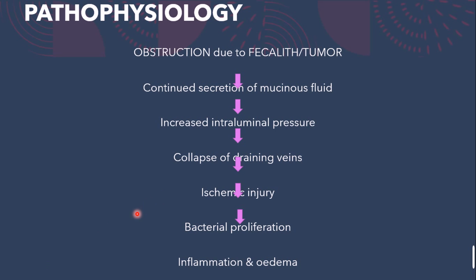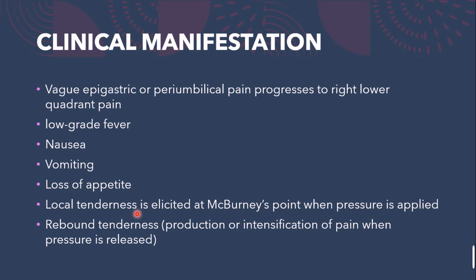So the signs and symptoms say that there will be a vague kind of epigastric or periumbilical pain which will progress to your right lower quadrant pain where your appendix is located. The patient may also have hyperthermia, which is a low grade fever, then nausea, vomiting, followed by loss of appetite or anorexia. And there will also be local tenderness at McBurney's point. McBurney's point is where your appendix is located.